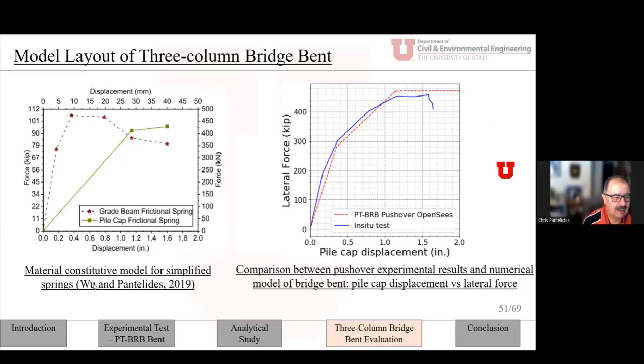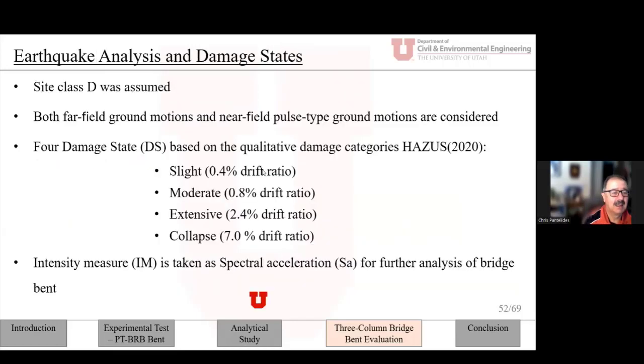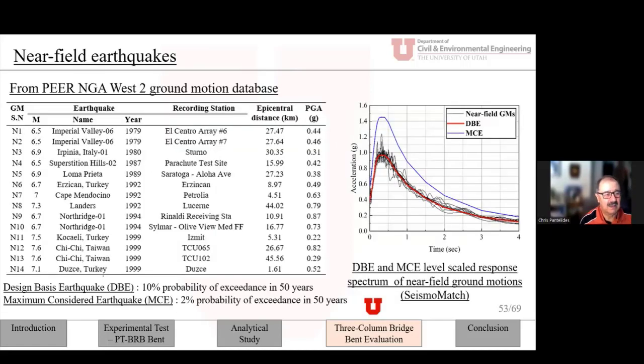The intensity measure was taken as the spectral acceleration at the first period. Here is a typical list of some 14 ground motions from near field earthquakes. These are actual records, and we tried, of course, to come up with a scaled response for both the design basis and maximum credible earthquake. Design basis is 10% probability of exceedance in 50 years. Maximum considered is 2% probability of exceedance in 50 years. After we did that, we did nonlinear dynamic analysis both for near field and far field.